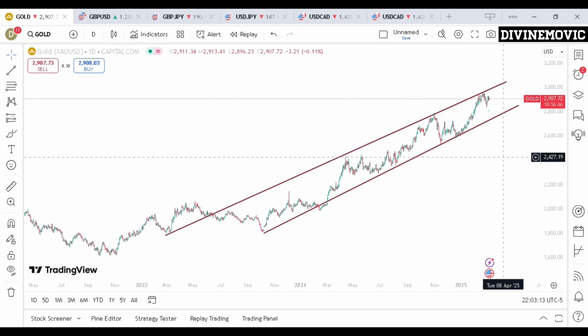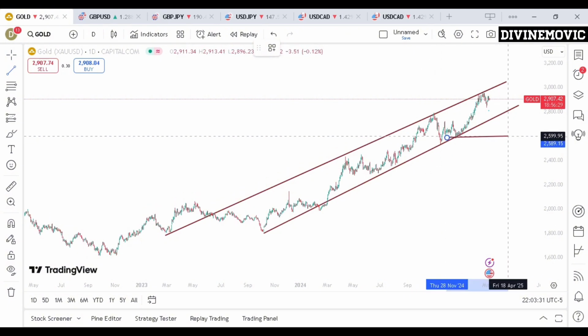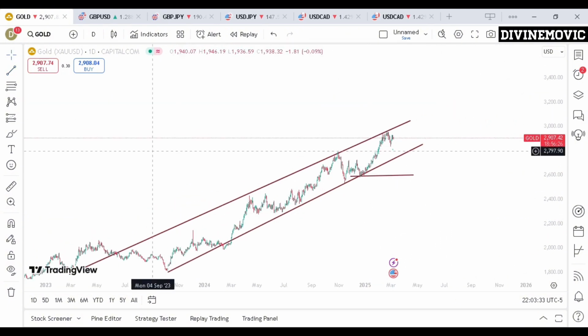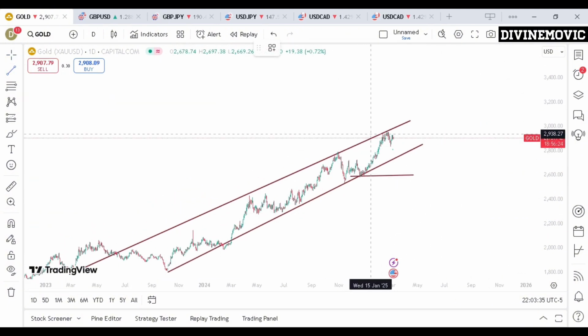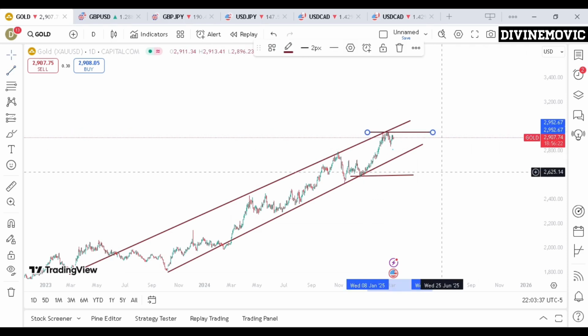And for me to know how I will join price, I will simply identify the key levels and use the key levels to know how I'm going to join price to where price is going to. In this case, here is the support key level, and here is the resistance key level.